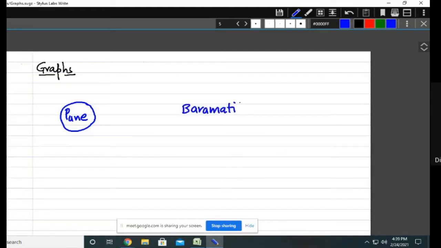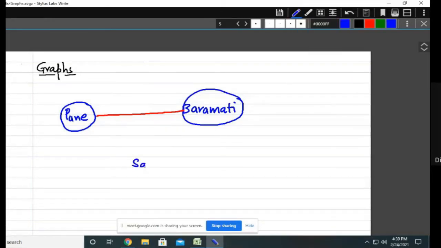Okay, so I represent these two cities, and when I say that they are connected, I will draw a line between them. So I say that Pune is connected to Baramati, and let's say there is one more city, let's say Satara, and I say that Satara is connected to Pune, and Satara is also connected to Baramati. Okay, so this is nothing but a representation in the form of a graph.